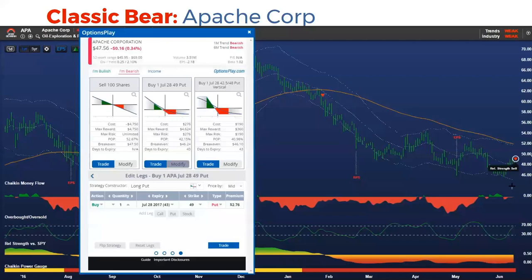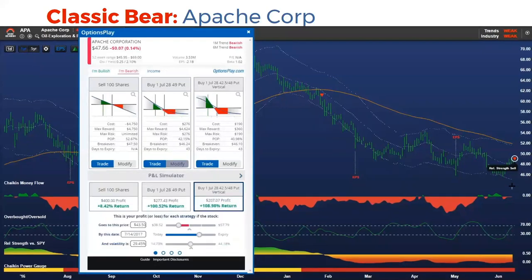So then I said, okay, this looks pretty good. It meets my entry criteria. Let's make sure that it has the right risk reward. So if you go to the next slide, and this is all on options play, I didn't have to do any of the work. I didn't have to calculate any of this. I just plugged in what I was looking for, and it did all the calculations for me. It saves me a ton of time.